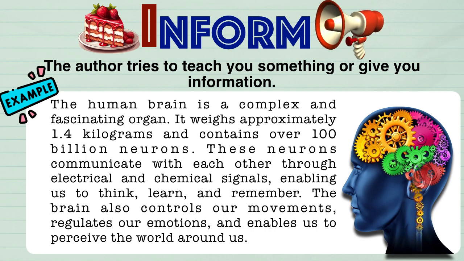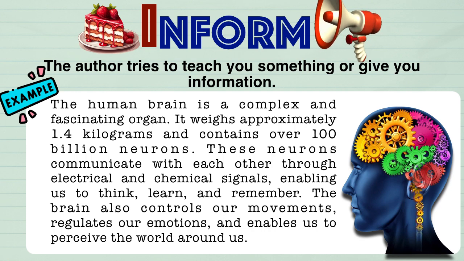The human brain is a complex and fascinating organ. It weighs approximately 1.4 kilograms and contains over 100 billion neurons. These neurons communicate with each other through electrical and chemical signals, enabling us to think, learn, and remember. The brain also controls our movements, regulates our emotions, and enables us to perceive the world around us.